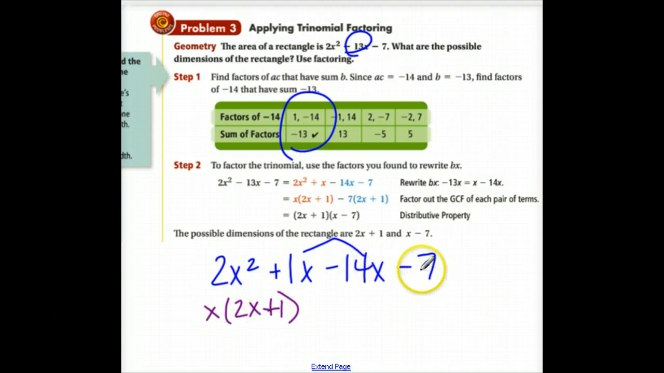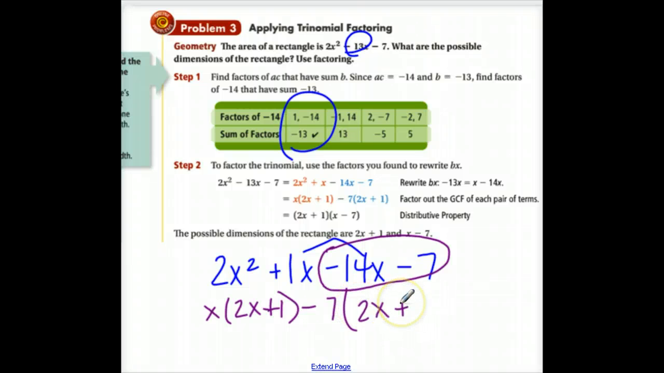And over here, now this is really tricky. You're dealing with this whole set. I'm going to take out a negative 7. That leaves me with a positive 2x and a positive 1. So my two binomials are x minus 7 for one possible dimension and 2x plus 1 for a possible dimension.